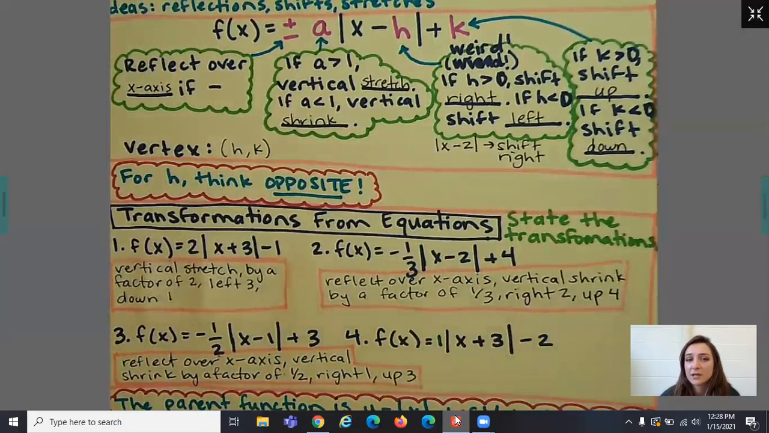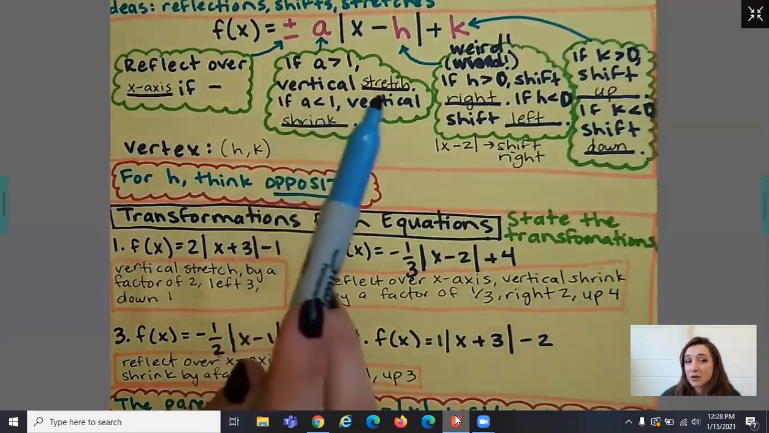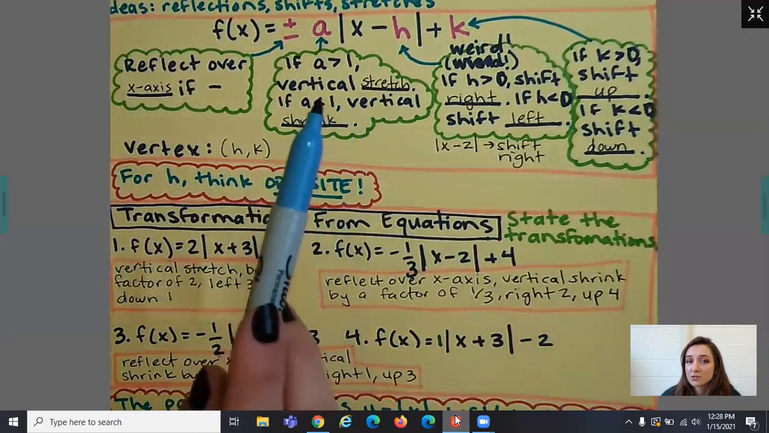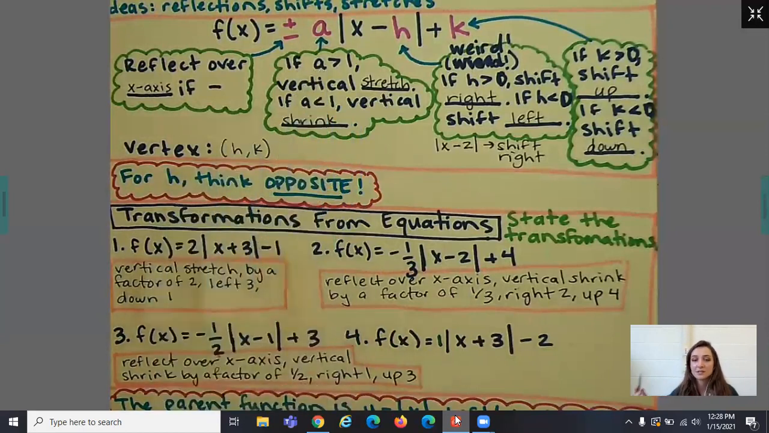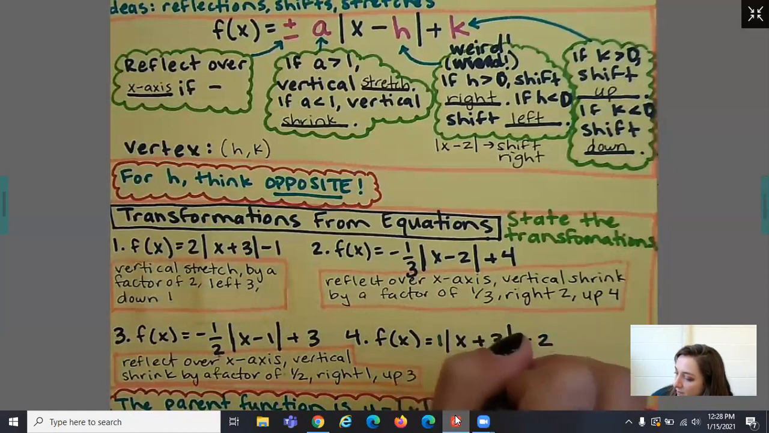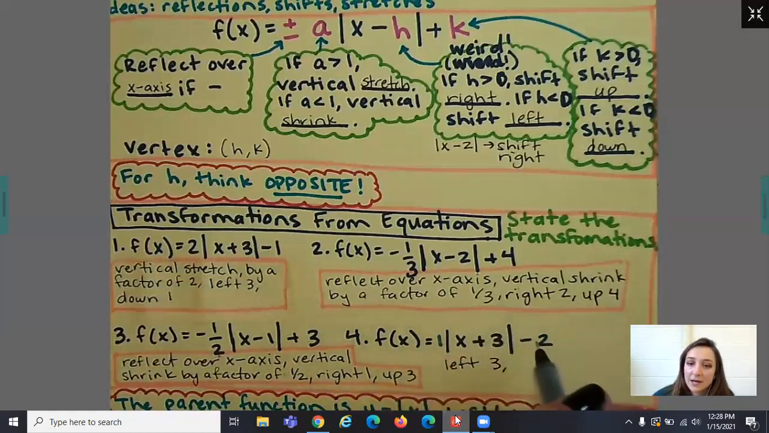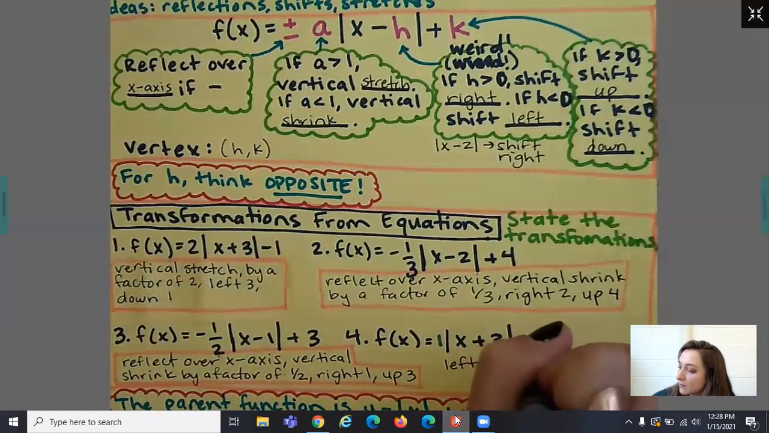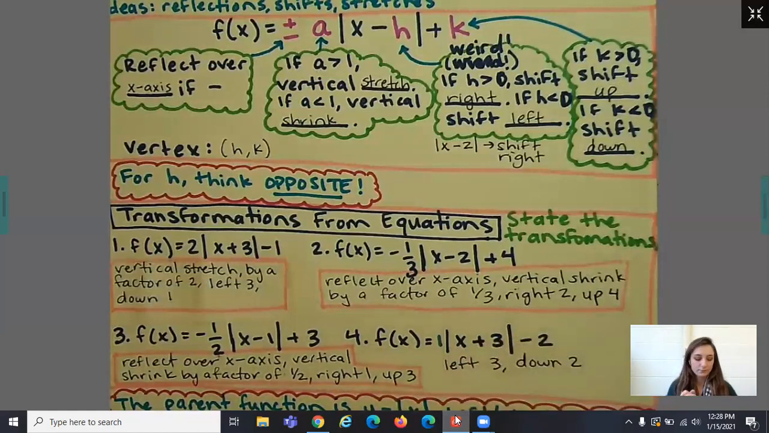Since there is a +1 in here, it does not qualify to be a vertical stretch or a vertical shrink because there's no equal to sign here. So since it is neither, we're actually not going to do a vertical stretch or shrink at all, okay, because that's a 1. So now let's move on to inside of the absolute value with x. Plus now means left, so this is left 3. And then the number on the end is up and down, and this is normal, so down 2.